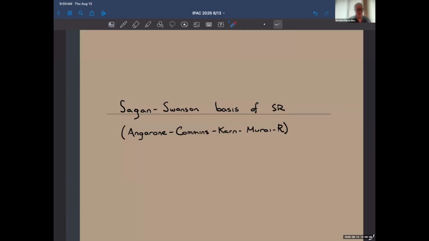Today's talk is going to move to the second in this series of three papers that we're talking about. It's joint with three, well, at the time, grad students at the University of Minnesota: Robert Angarone, Patty Commins, and Trevor Karn, and Satoshi Murai at Waseda University, and I was an author on this as well.